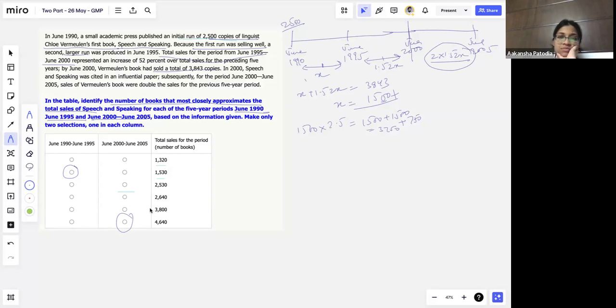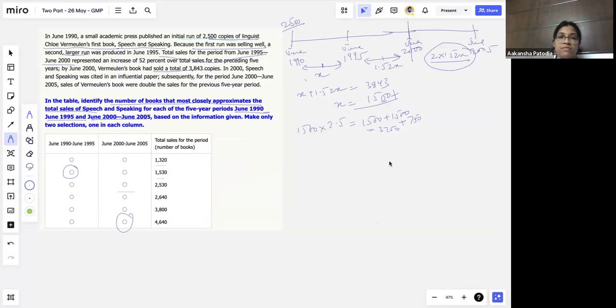Got it. So your problem was just mixing up sales and production? So I got this part, till x plus 1.52x is equal to 3843. But then I mixed up copies and sales, so I got more confused about what exactly the question is asking. Okay, so it's a comprehension problem. You're mixing up production and sales.